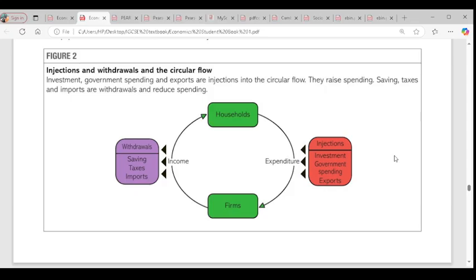Then when injections are less than withdrawals, spending will fall. So spending falls when injection is lesser than withdrawals. Withdrawals simply means we are saving, we are paying taxes, and we are spending outside of the country. So that makes national income fall. Do you understand? Any question about it? No. So that ends the circular flow of income. Thank you.